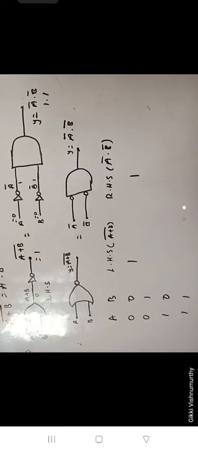Now we go to the second condition. For the second condition, we have 0, 1. The OR output is equal to 1, and now this is converted into 0. So for LHS, 0. Now for 0, 1, here we have 0 because here 1 dot 0.